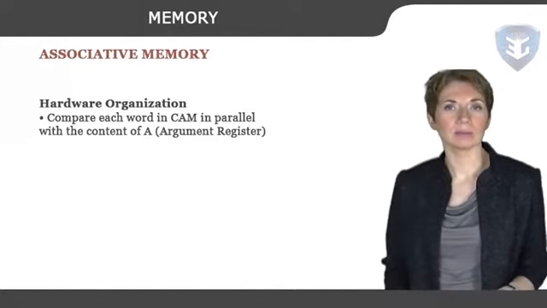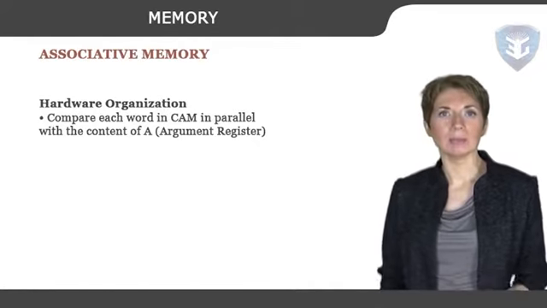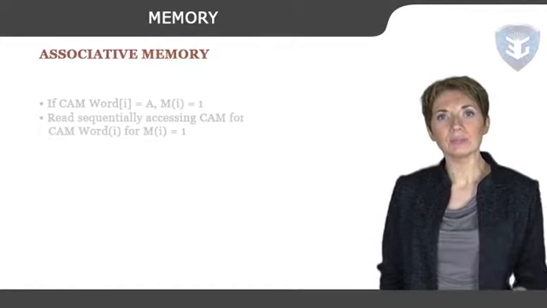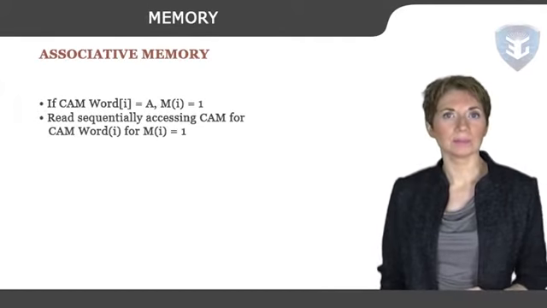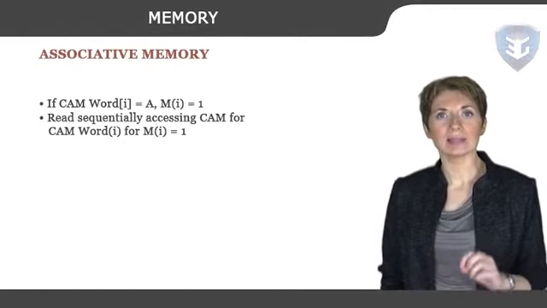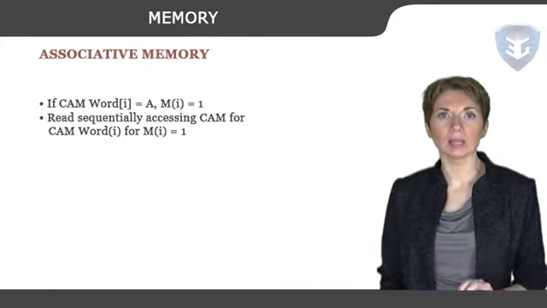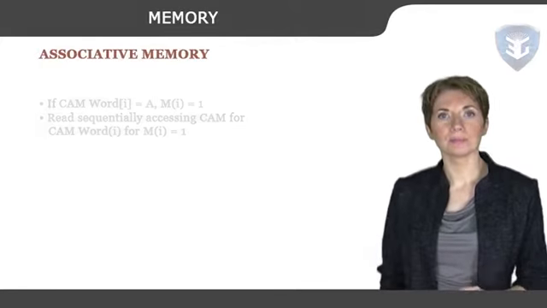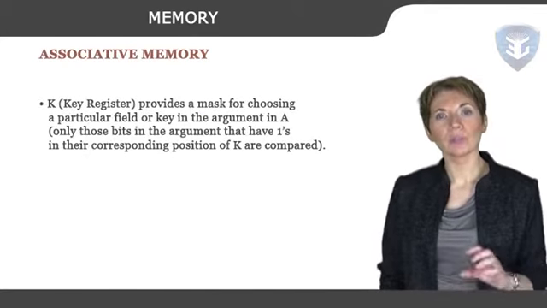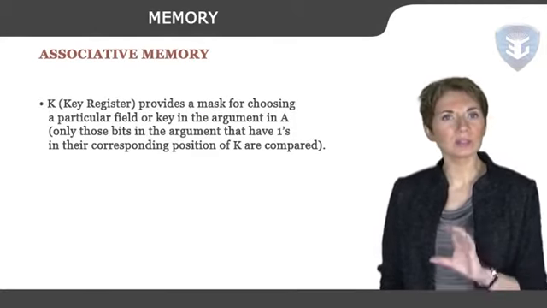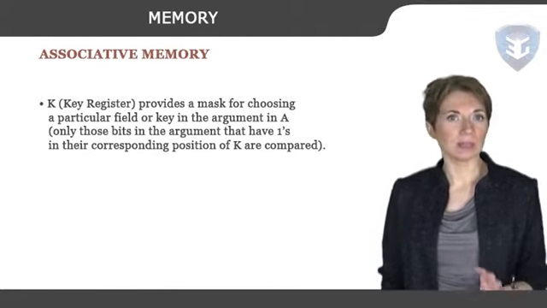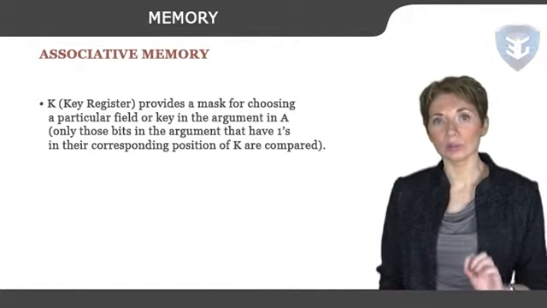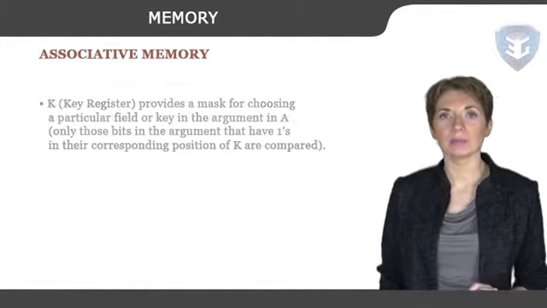Hardware organization. Compare each word in CAM in parallel with the content of A, the argument register. If CAM word i equals A, M_i equals 1. Read by sequentially accessing CAM for CAM word i for which M_i equals 1. K, the key register, provides a mask for choosing a particular field or key in the argument in A. Only those bits in the argument that have 1s in their corresponding position of K are compared.